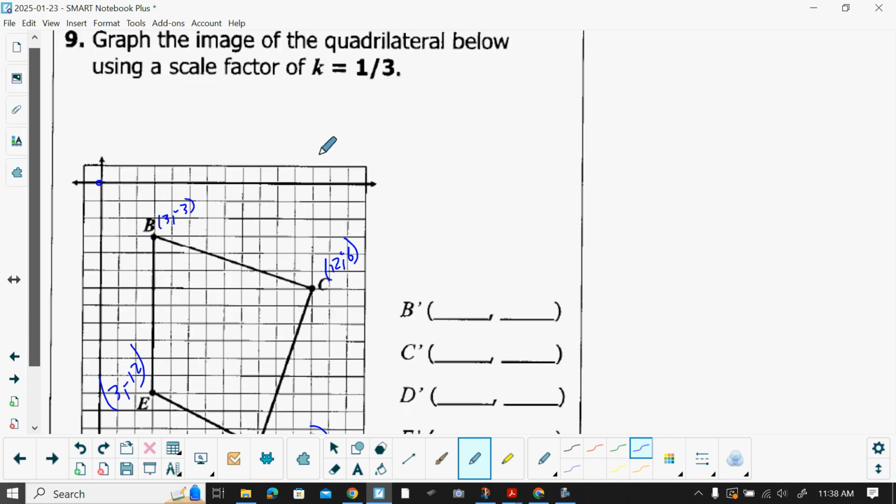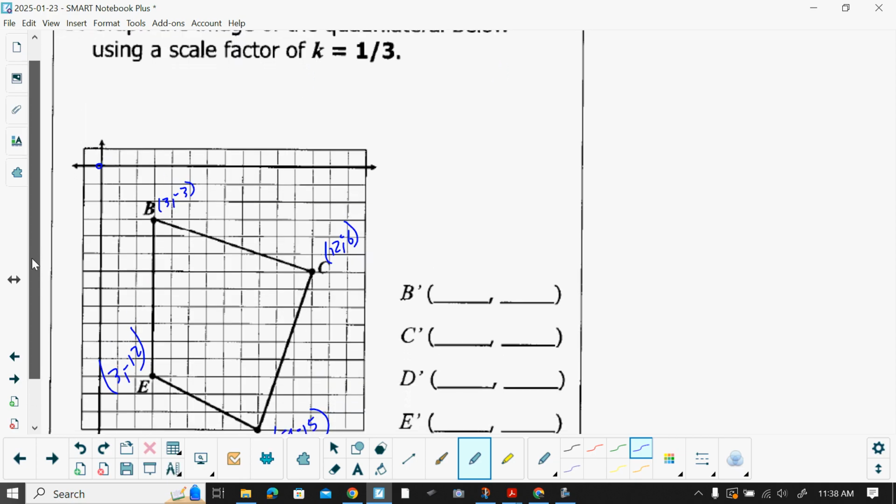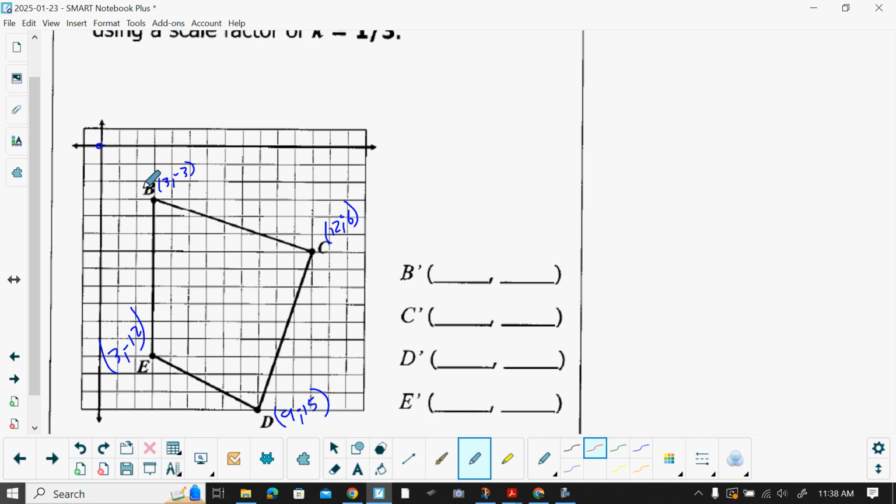All right. The scale factor is a third, so you multiply each of these by 1/3. 3 times a third is 1, negative 3 times that would be negative 1. C would be 12 times a third is 4. That would be negative 2. This one would be 3 and negative 5. This one would be 1 and negative 4. That's 6.